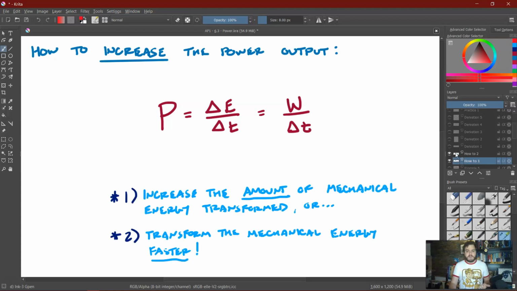Either one, we could have increased the amount of mechanical energy transformed. So in other words, in that previous problem, the Camry could have gone from 30 to 70 in 7 seconds. Or we can transform the mechanical energy faster. In other words, the Camry could have gone from 30 to 60 in 4 seconds or 5 seconds, in a smaller period of time. So either you want to increase the change in energy or decrease the change in time. Either one of those will make the power go up.